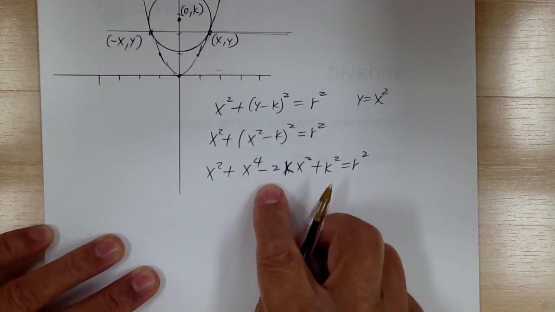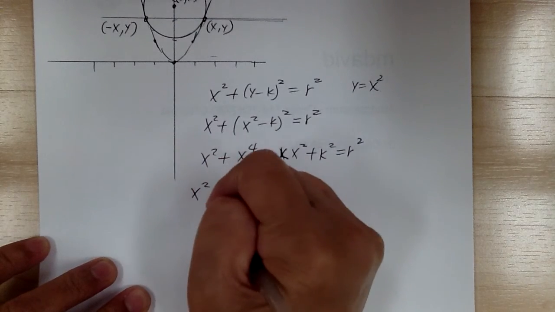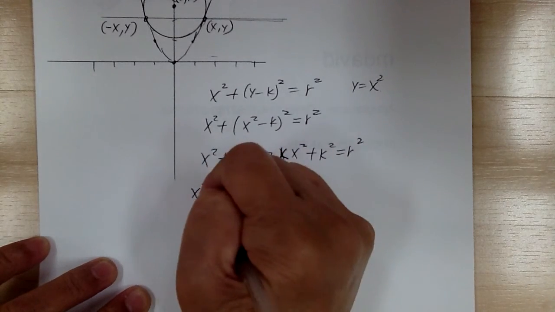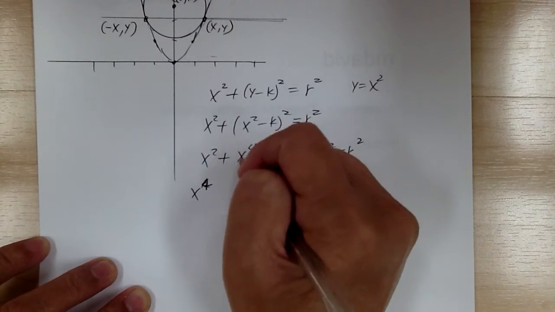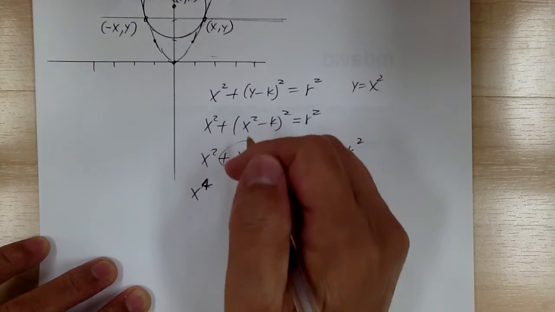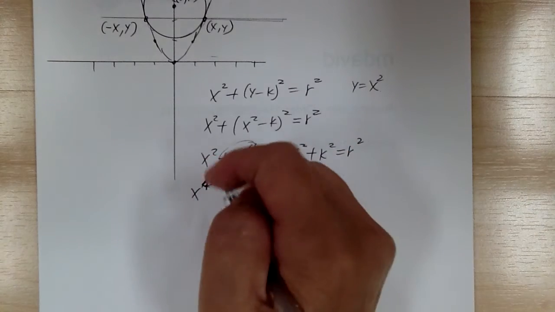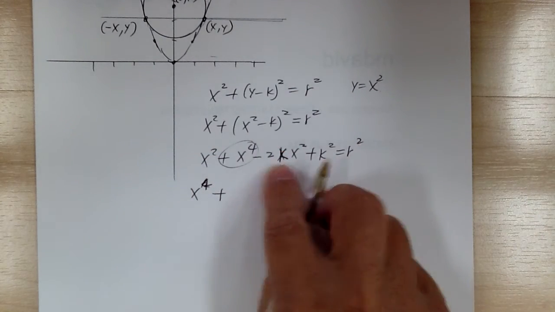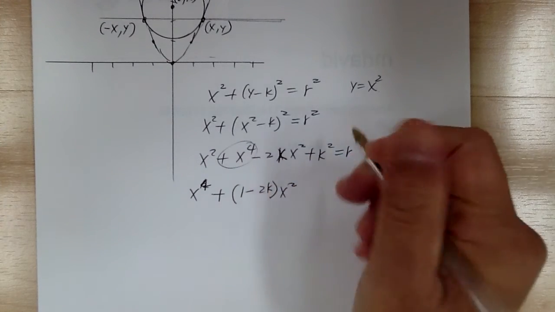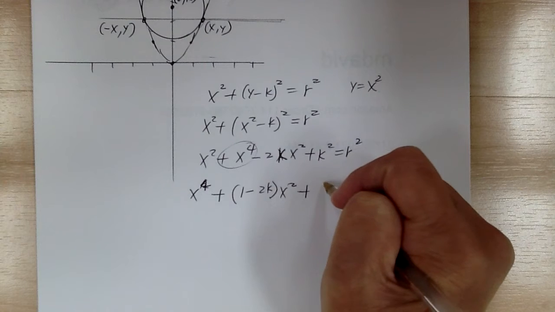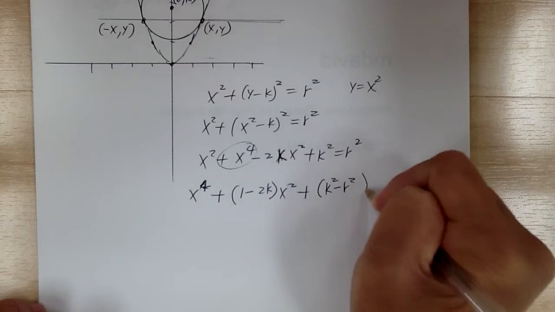Okay, I'm going to move everything over so I make it equal to 0 so I can solve using the quadratic formula. I put things in order, so x to the 4, and then this one and this one would be plus (1 minus 2k) x squared, and I'm going to put the constant term as plus k squared minus r squared, equal to 0.